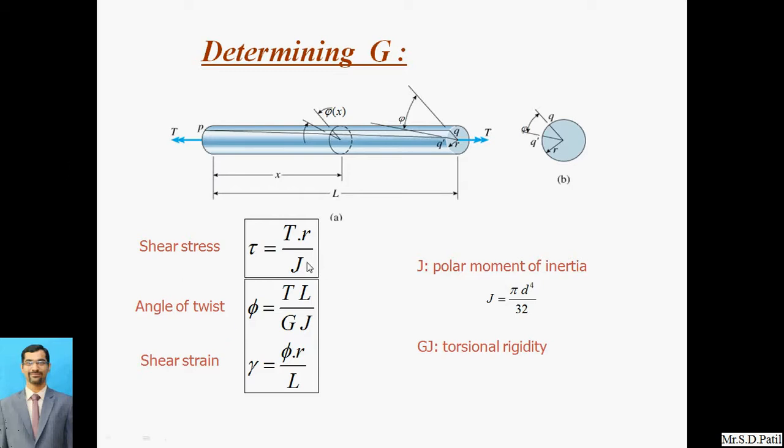So basically the shear stress tau has been calculated by T into R upon J. T is nothing but the torque, how much torque we are applying on this. Then R is related with the radius. In this particular diagram we can observe the radius. This radius we are taking as a perpendicular distance, and J is the polar moment of inertia. So this polar moment of inertia J is equal to pi into d raised to 4 divided by 32. The second calculation that we are going to do is the angle of twist.